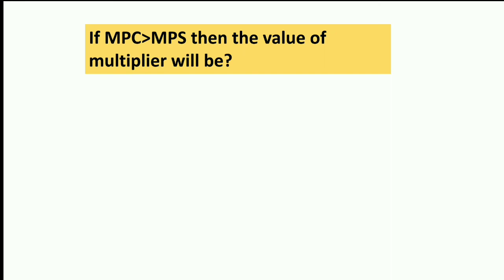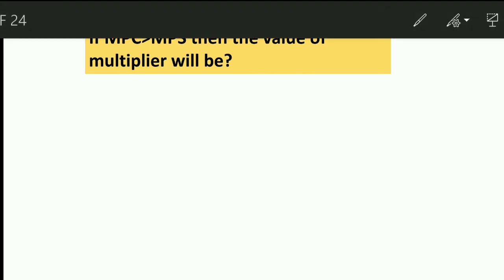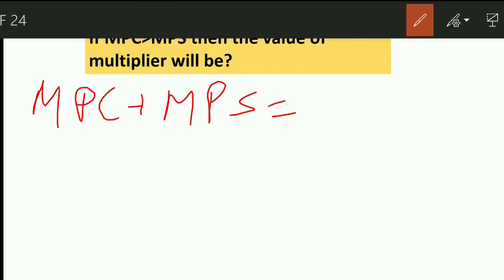All right. Then the next question says, if MPC is greater than MPS, then the value of multiplier will be? This question is extremely important and it is a hot question because it was asked in the 2017 board exam as well. That's why it is very important. So you all know that the sum of MPC plus MPS is equal to 1.